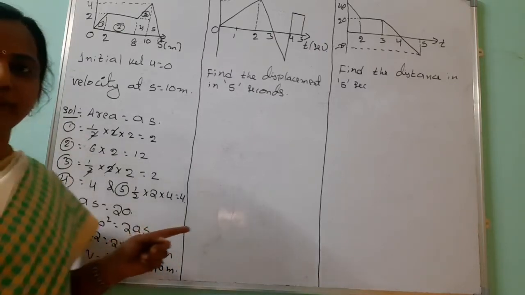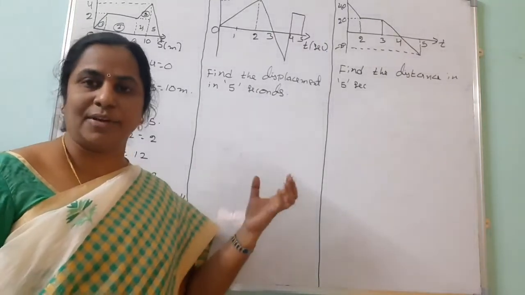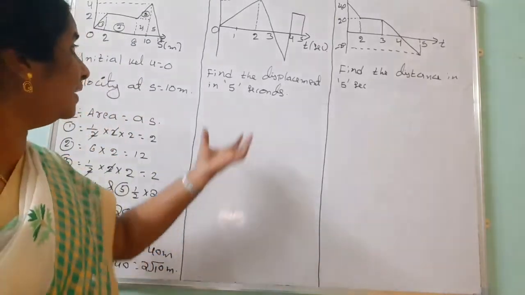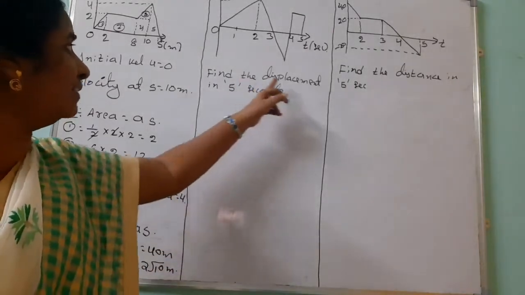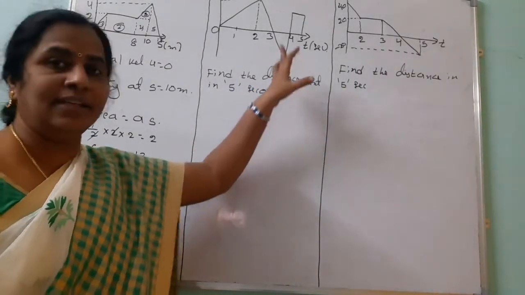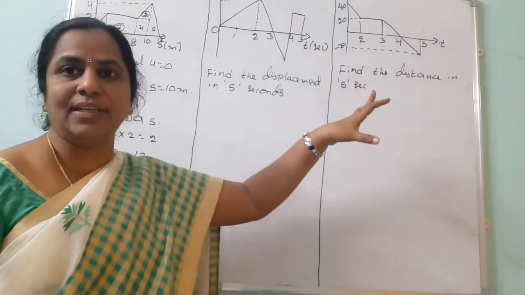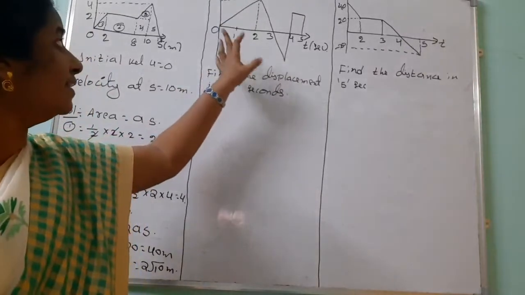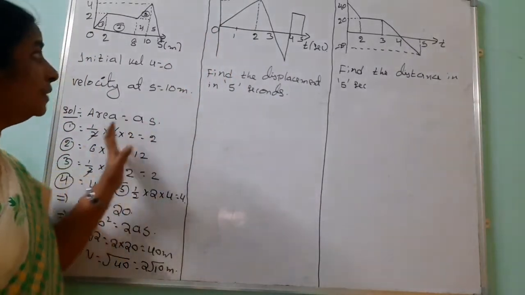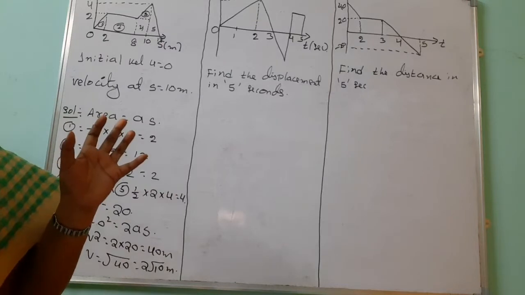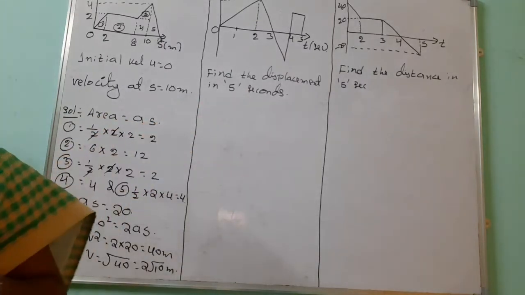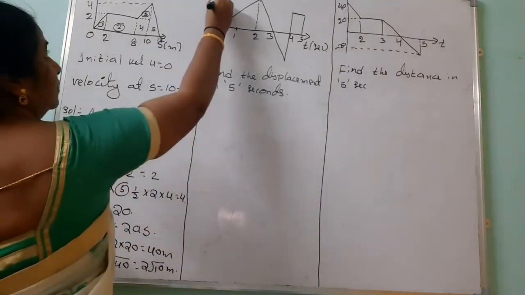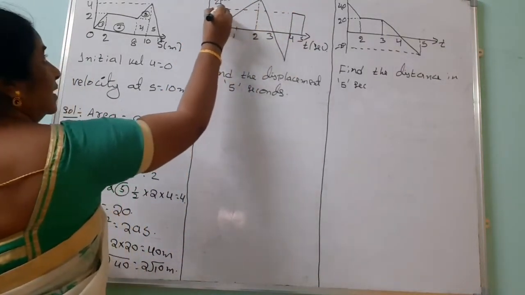So the given graph is acceleration and displacement, and from this we can find the velocity at s equals 10 meters. Then our next graph is to find the displacement in 5 seconds. Here total time is 5 seconds only, and we are taking time on the x-axis and velocity on the y-axis. From the given data we have to calculate the displacement in 5 seconds. This is 2 and this is 1 meter per second.